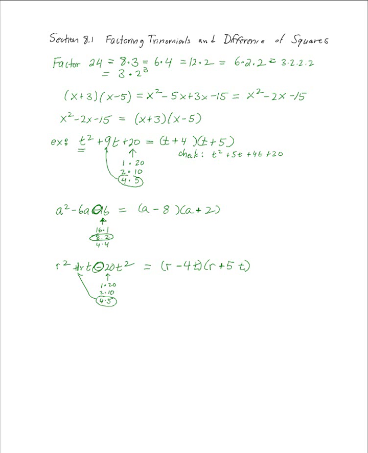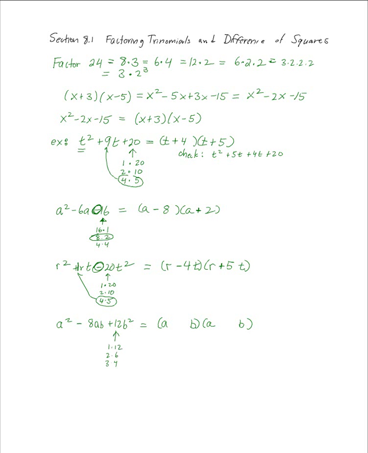A couple more problems. a squared minus 8ab plus 12b squared. Again, I recognize that I have two letters. Not a big deal. A and A have to go in the front to get a squared in the beginning. B and B have to go in the end to get b squared on the end. All right, my number here this time is a 12. 12 is 1 times 12, 2 times 6, 3 times 4.